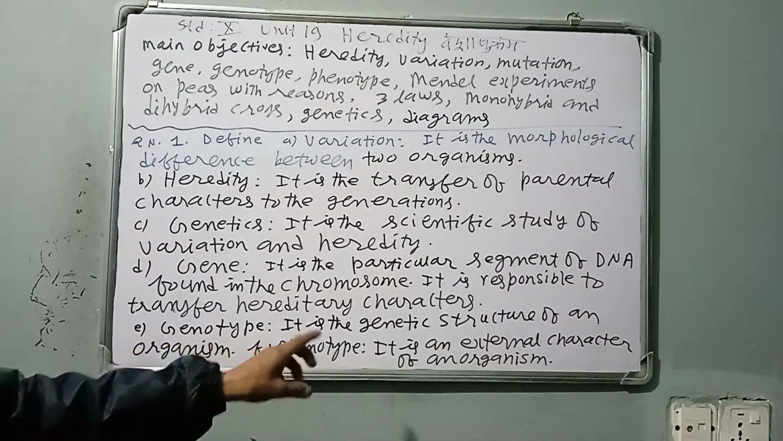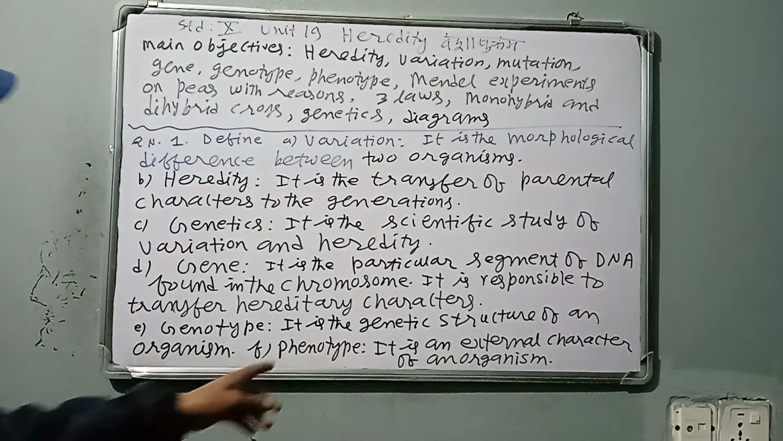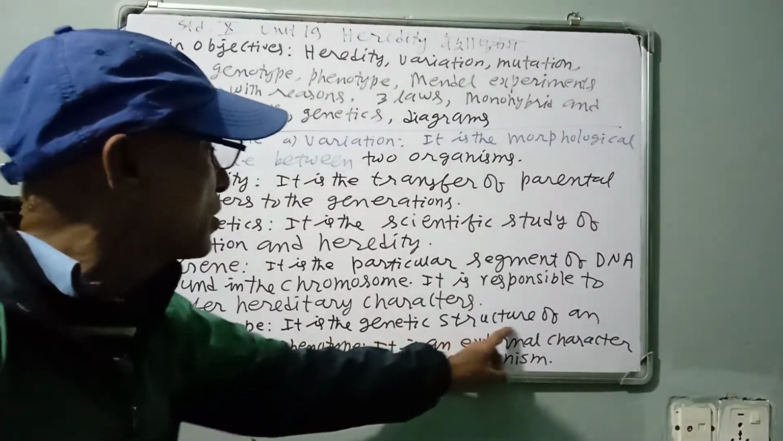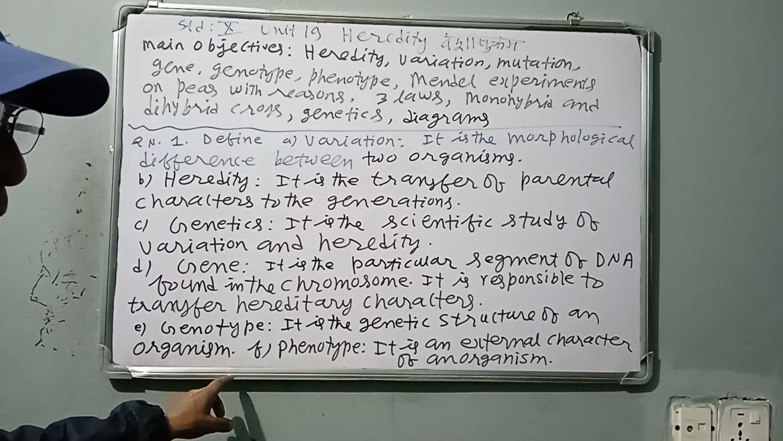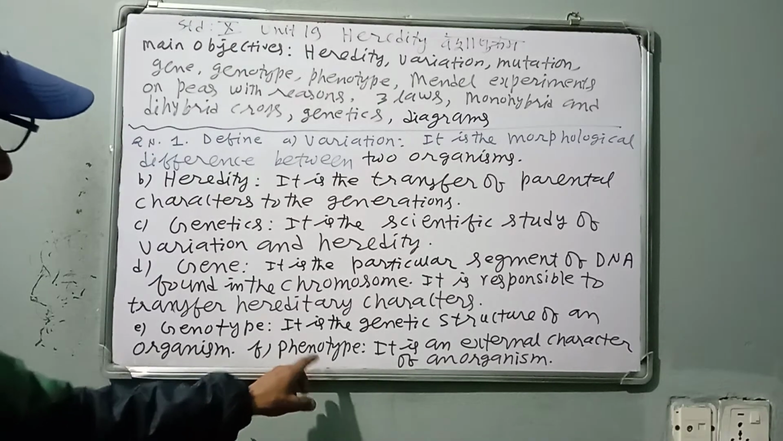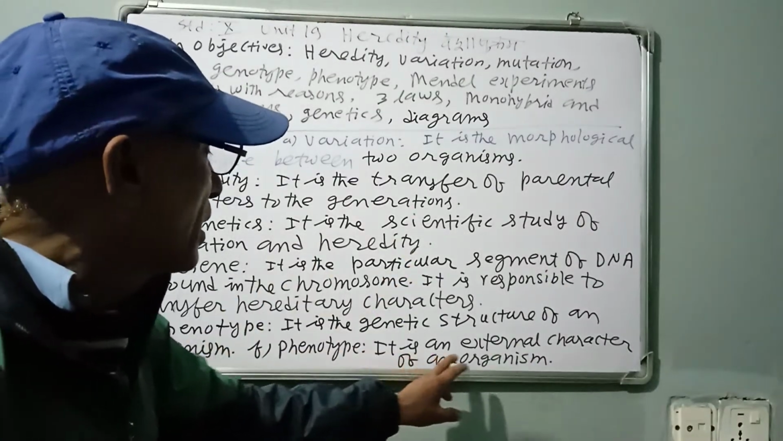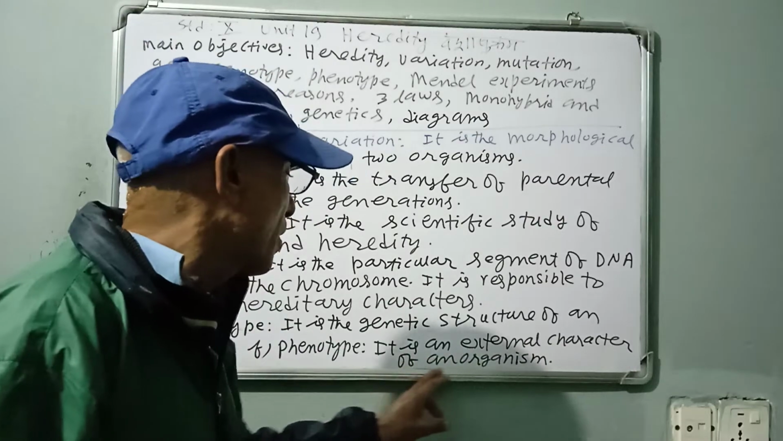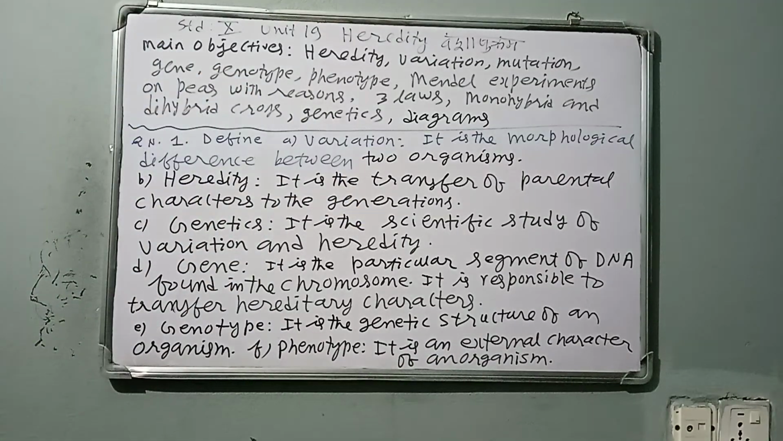Genotype. Just by the word, geno means internal character. It is the genetic structure of an organism. It is difficult to see. Although there is phenotype. Just by the word, pheno means it can be expressed outside. It is an external character of an organism which can be expressed outwardly.